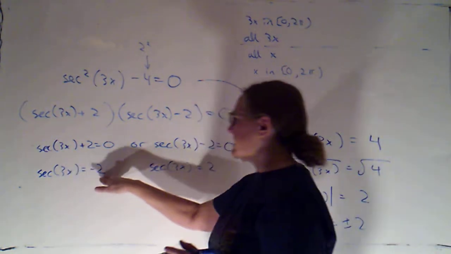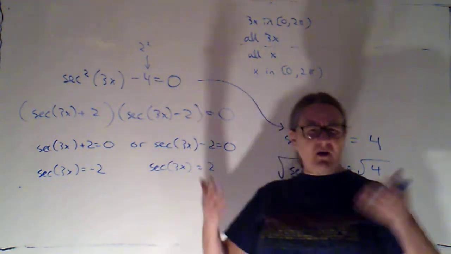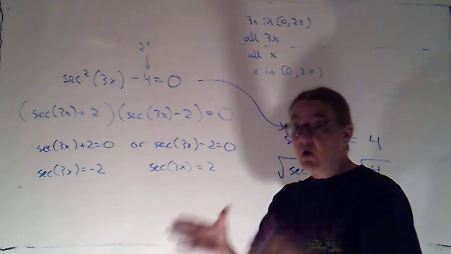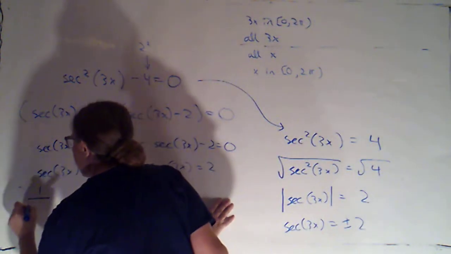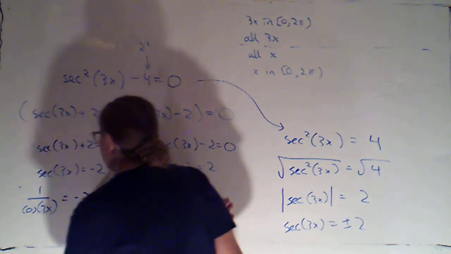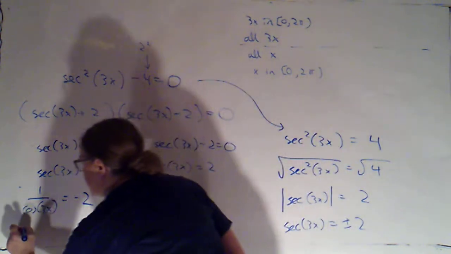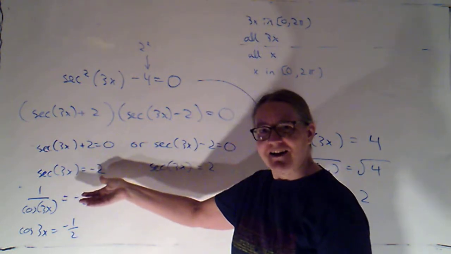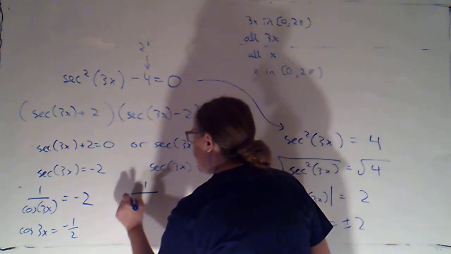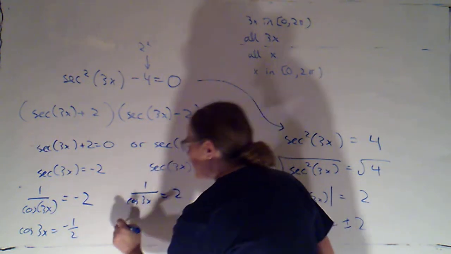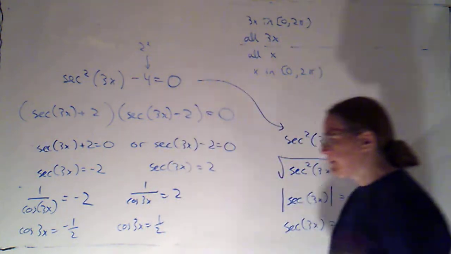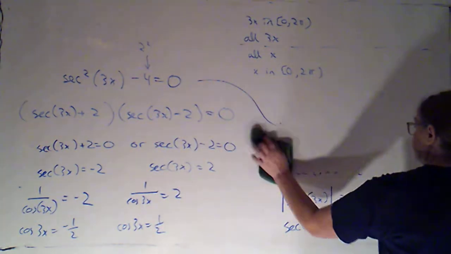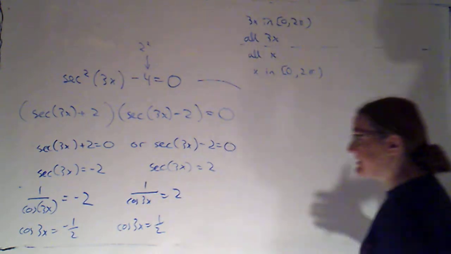Now, if secant of 3x is negative 2, I don't carry around a whole lot of values of secant in my head. So to recognize whether this is one that I know or whether I'm going to need to use inverse trig, I would just rewrite this as 1 over cosine of 3x equals negative 2. And that's going to mean that cosine of 3x is negative 1/2. I can actually just take the reciprocal of both sides. Same thing here. This is 1 over cosine of 3x is equal to 2. That means cosine of 3x is the reciprocal of 2, which would be 1/2. And now that I recognize as a value that I see fairly often.